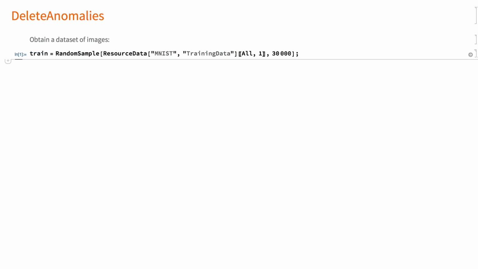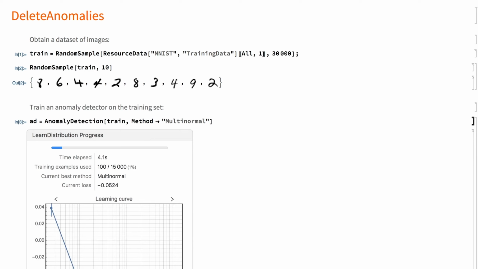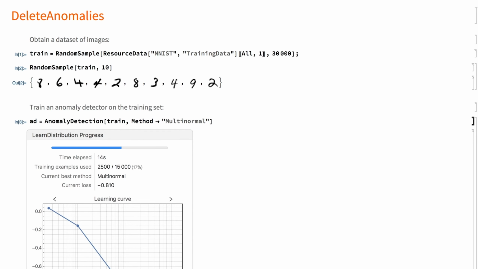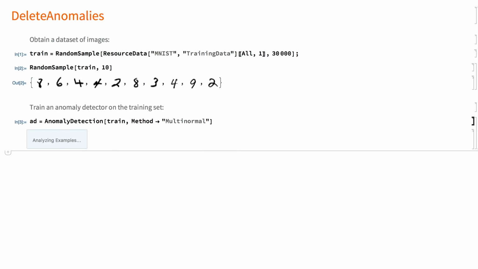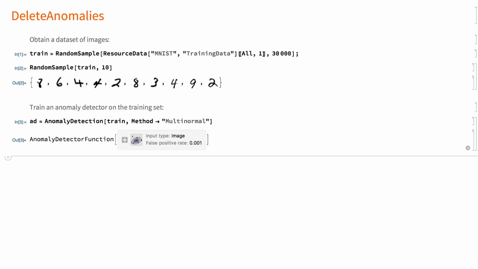If we are worried about outliers or anomalies throwing the entire analysis off track, DeleteAnomalies can be used to both find and remove the anomalous samples from the data in one step.